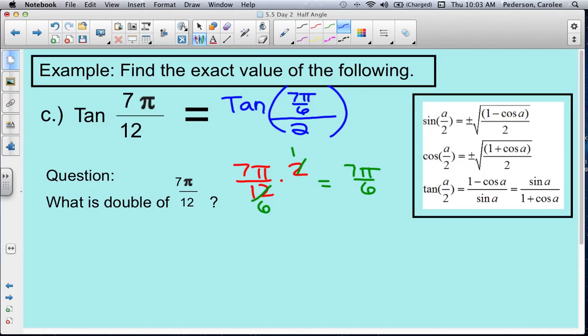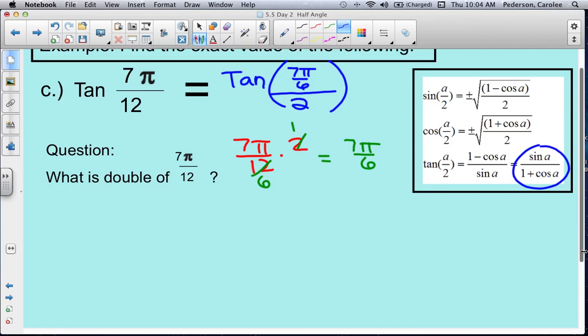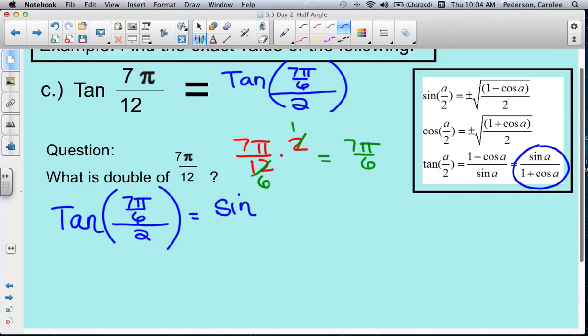Now we can use one of the bottom two formulas, either the first one or the second one, it doesn't matter. I'm going to choose the second one because I did the first one in the previous examples. So the tangent of 7 pi over 12 is the same thing as the tangent of 7 pi over 6 divided by 2, equals the sine of 7 pi over 6 divided by 1 plus the cosine of 7 pi over 6.